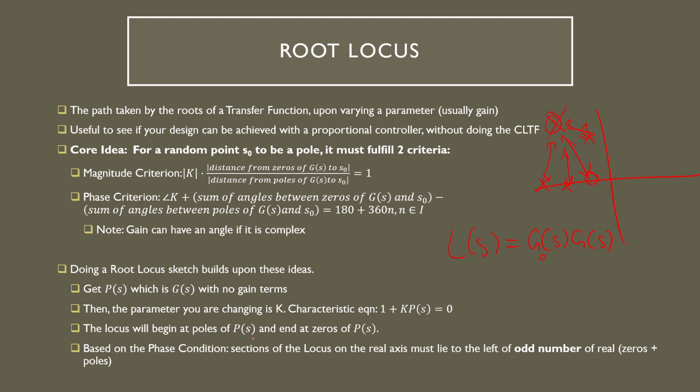Based on the phase condition, there is another rule. The sections of the locus on the real axis must lie to the left of an odd number of real zeros or poles. So if I have, let's say, a pole here, then over here there are 0. On the right of this there's nothing, so this won't be a valid area. On the right of this, in this section, there's 1, so this is valid, this is not valid, this is valid, this is not valid. So the root locus is going to be here and here.